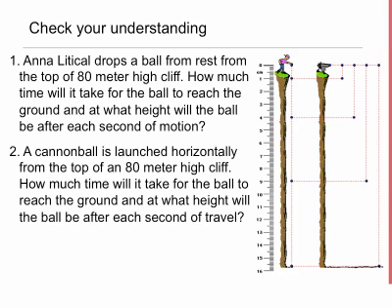Now let's look at the second problem here. A cannonball is launched horizontally from the top of an 80-meter high cliff. So we've got the same cliff. How much time will it take for the ball to reach the ground, and what height will the ball be after each second of travel? Okay, so what's the question asking for here? It's asking for exactly the same thing.